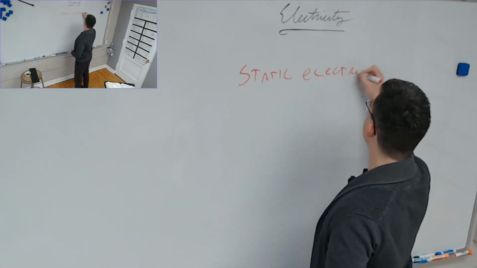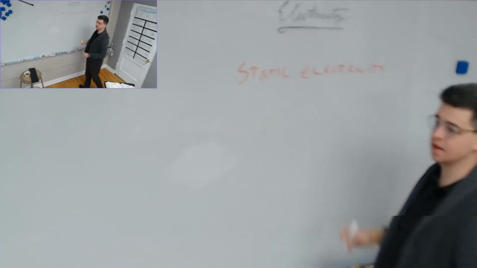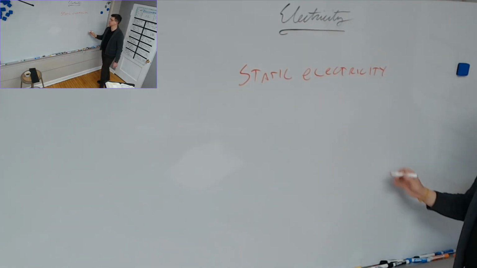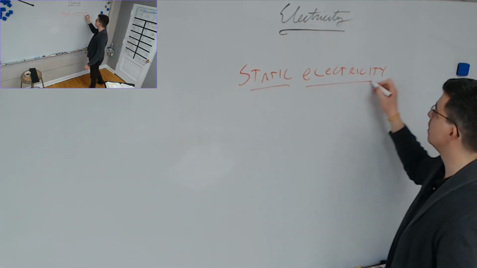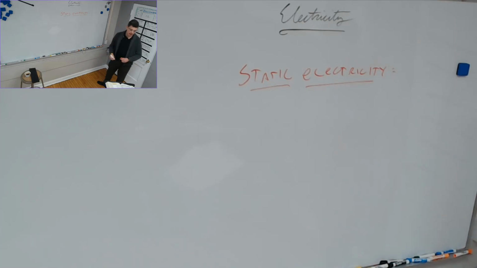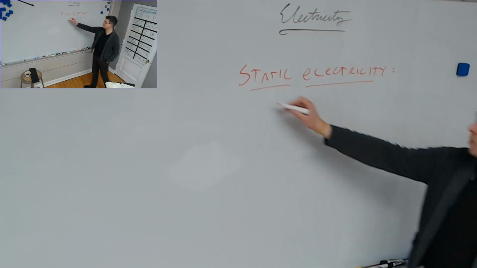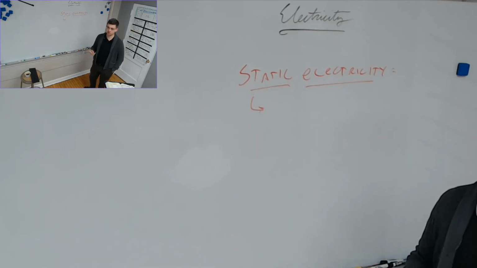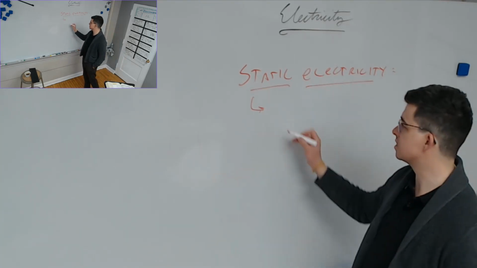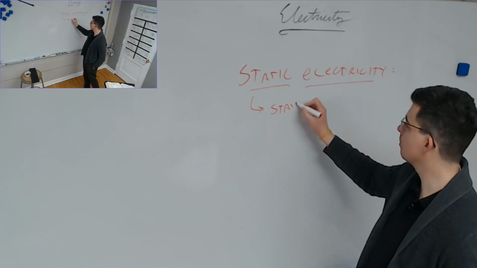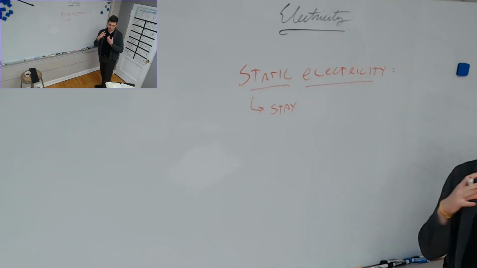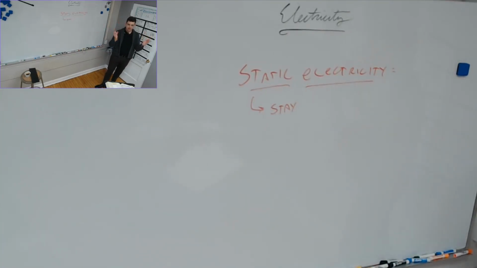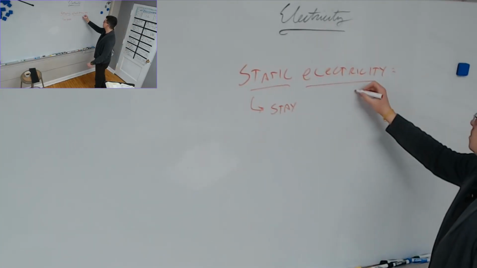One reason that I know you've heard of static electricity is that I taught you about it last year in 8th grade science, so I'm a little bit sad and dismayed that you didn't re-identify that. But static electricity comes from the Greek for just to stay. Statos means to stay. It's charge that's just kind of staying or hanging out on a surface.